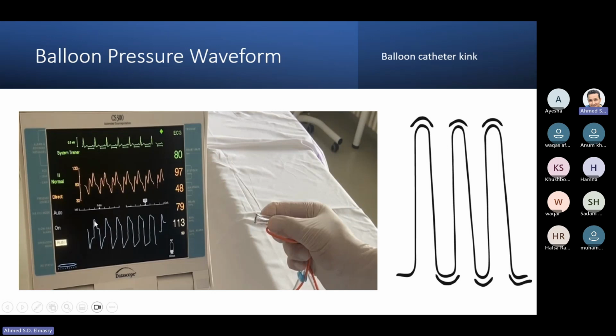As you see here, this is the plateau of the intra-aortic balloon, and this is the inflation overshooting, deflation overshooting, and this is the plateau. So once you kink the catheter, you will start to lose the plateau, reaching this one. And as you see, this is the waveform with the catheter kink.